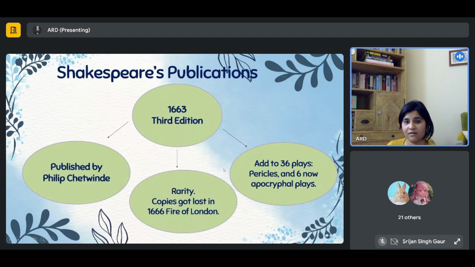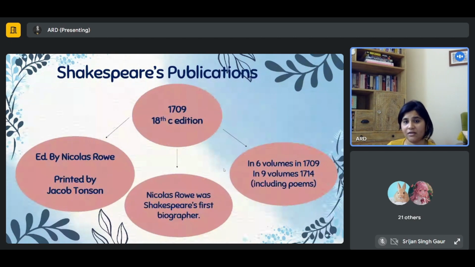This could be a question. Which edition of Shakespeare's work is a rarity? So 1663 edition, third edition. Then a very important edition by Nicholas Rowe came in the 18th century, 1709. We know that. After this, Samuel Johnson's edition came in 1765.